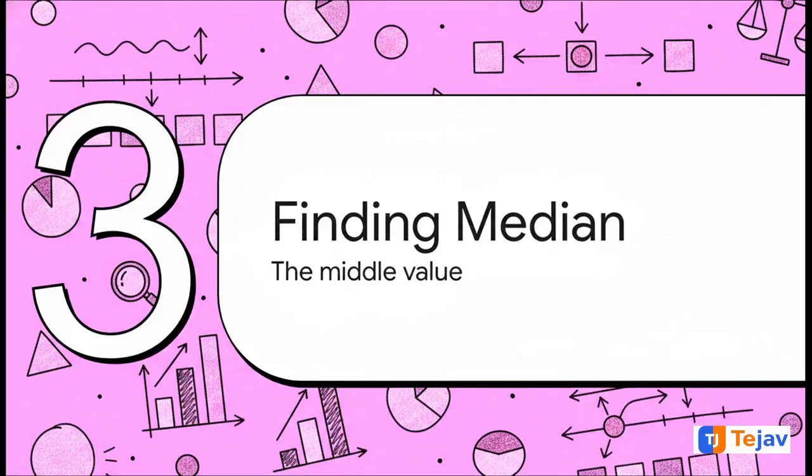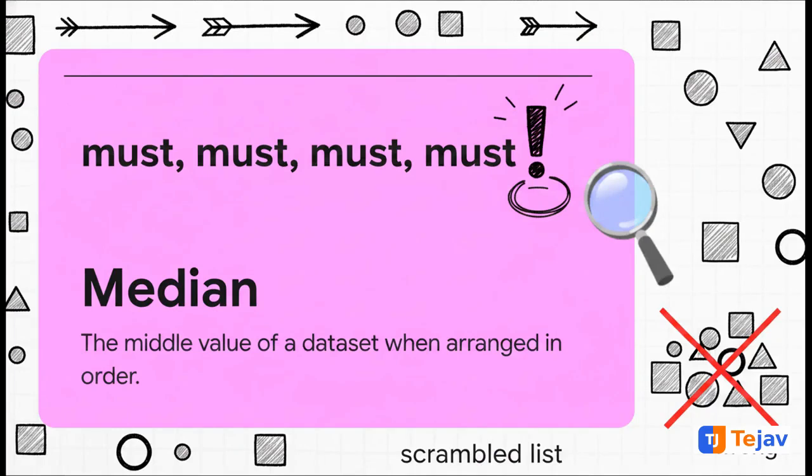Okay, level 3, finding the median, the middle value. Now, I gotta give you a bit of a strict warning here, okay? This concept requires a very specific setup. The median is defined as the exact middle value of a dataset, but notice the massive condition attached to that definition. It only works when the numbers are arranged in order. You absolutely must remember to arrange your numbers in ascending order first. If you just pick the middle number of a scrambled list, your answer's gonna be completely wrong.